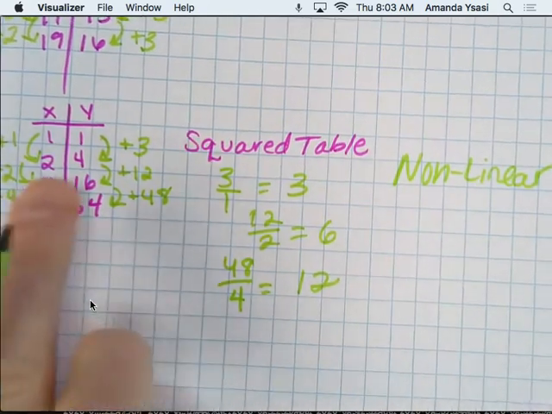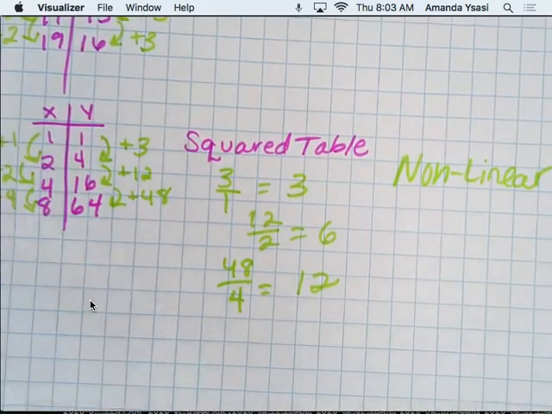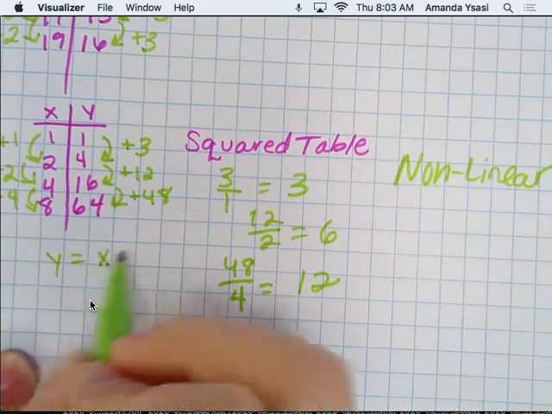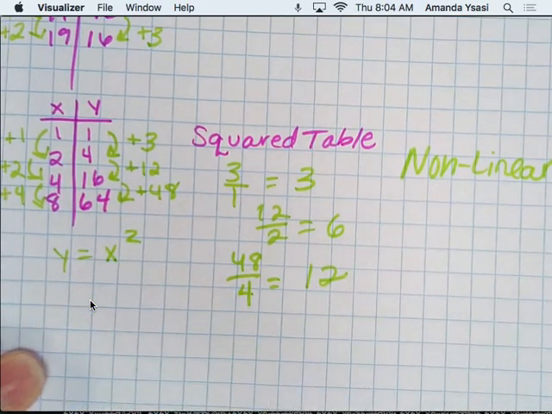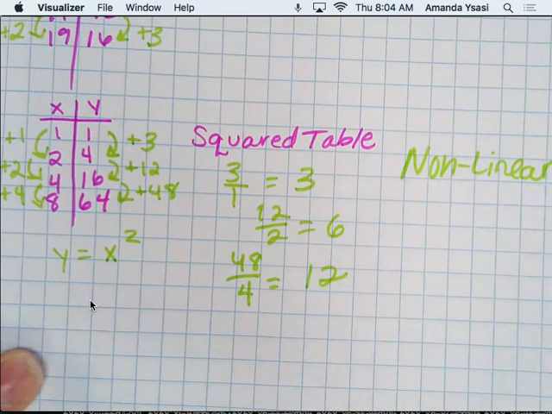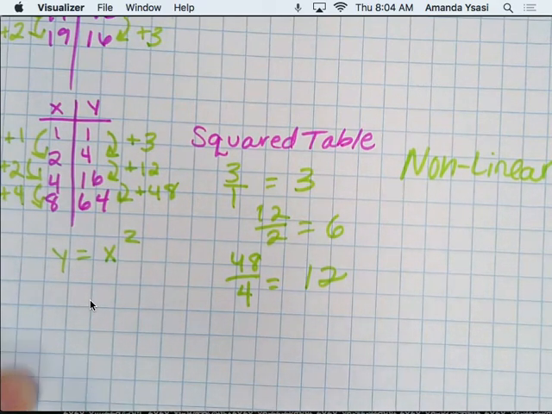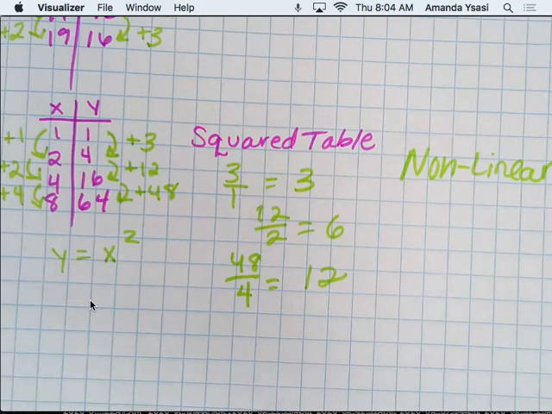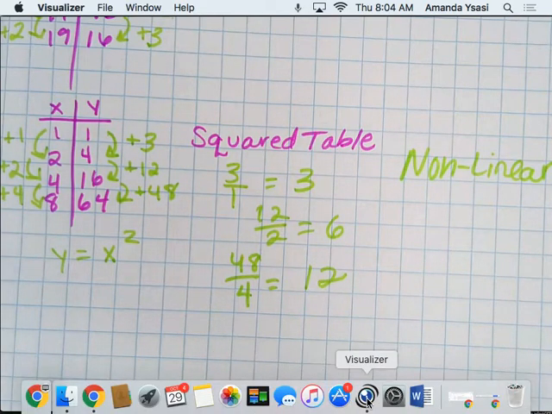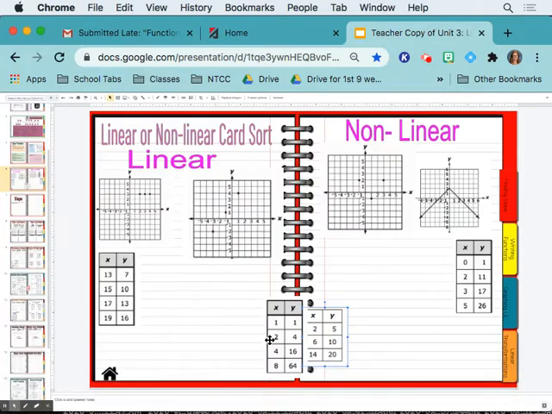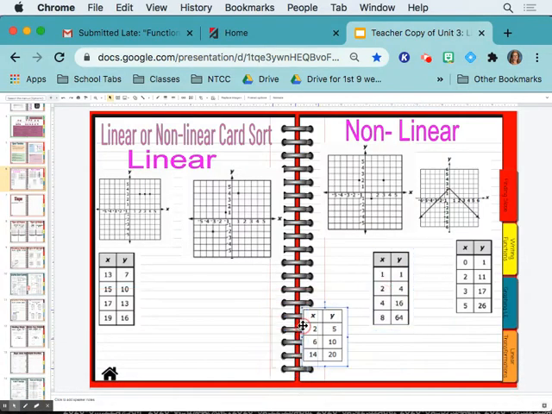Is it a geometric sequence? Yeah, because it'd be like y equals whatever x is squared. This is actually what they call exponential, and we're not going to learn about exponential till around spring break. So this is nonlinear. So let's go and do our last one.